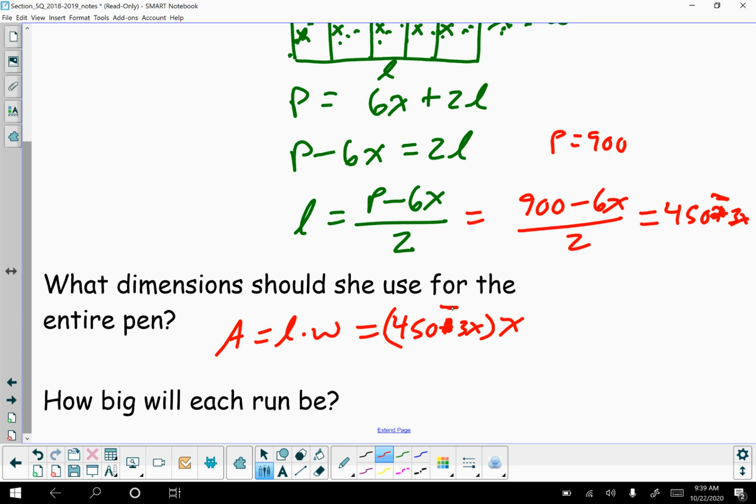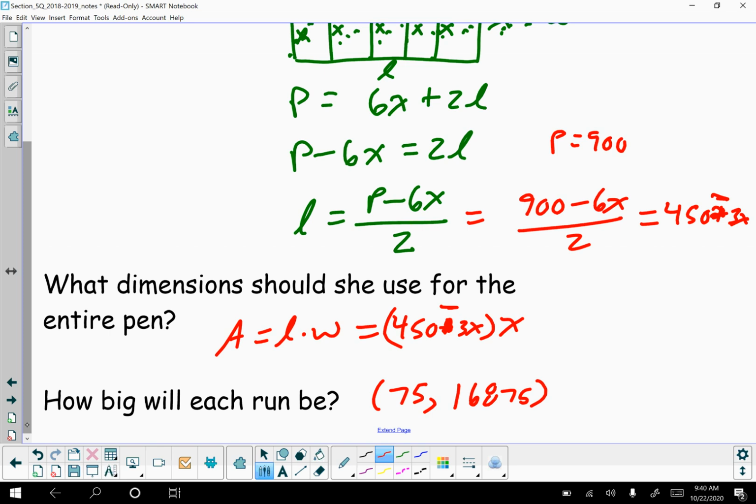So what I'm going to do is find the vertex. I'm going to go second trace and find the maximum value. I go to the left side of it, and then I'm going to move my cursor over to the right side. Make sure you hit enter each time. So this tells us that when my x value is 75, my maximum area is 16,875.